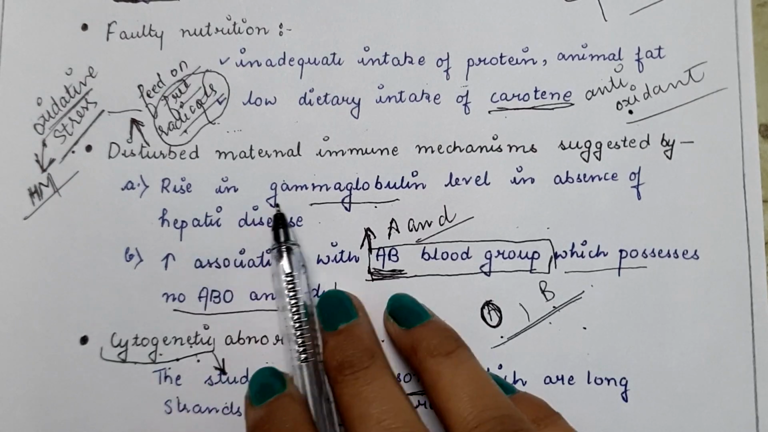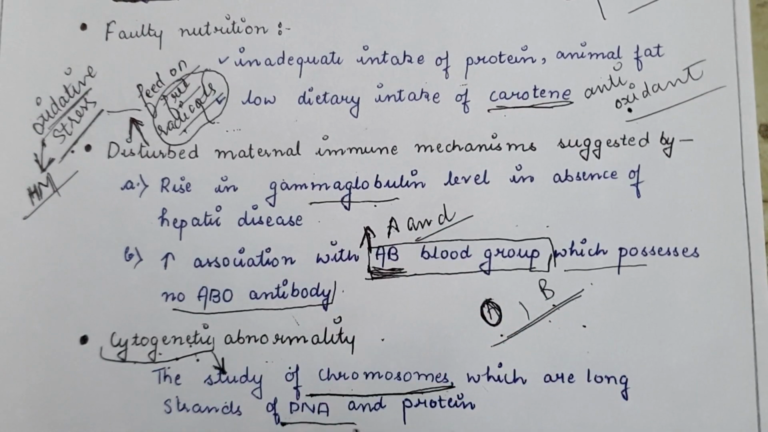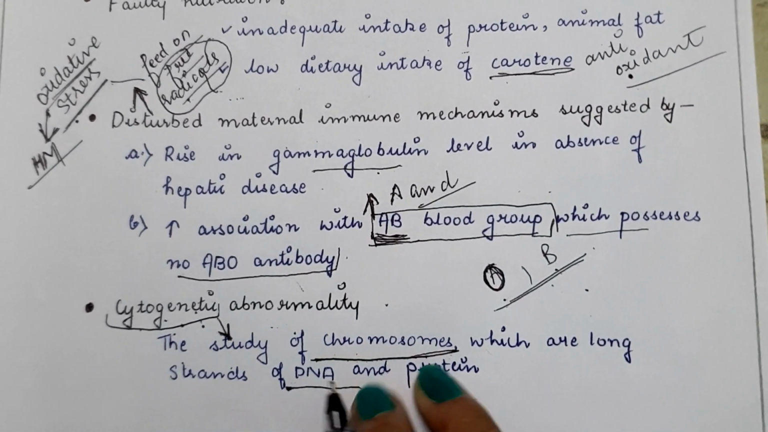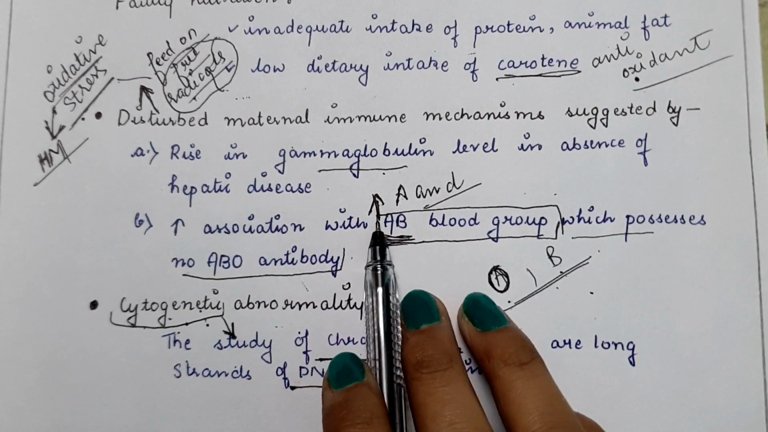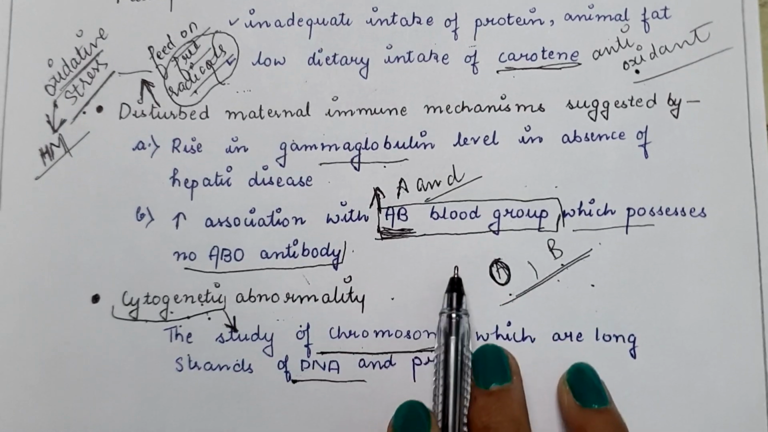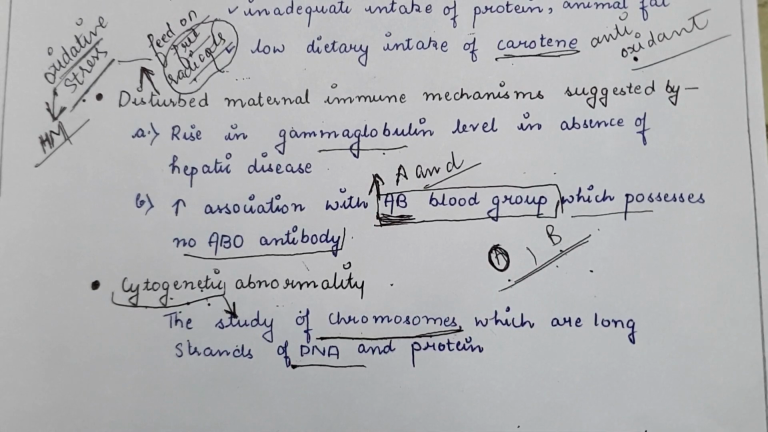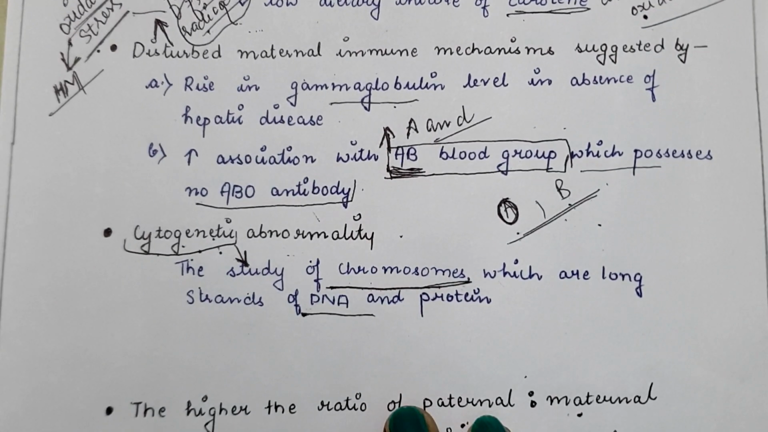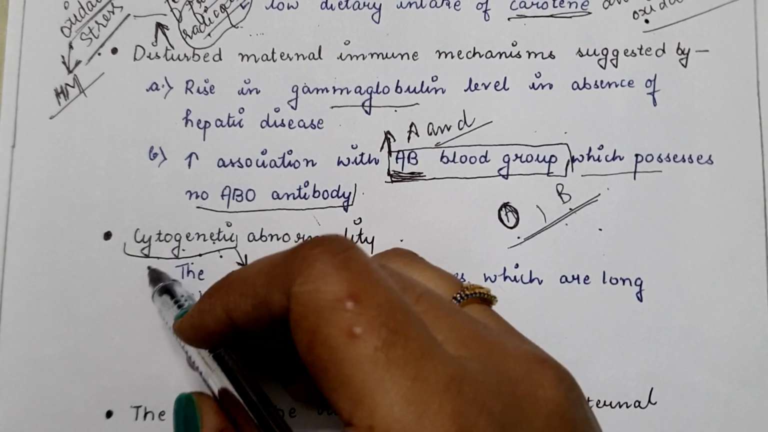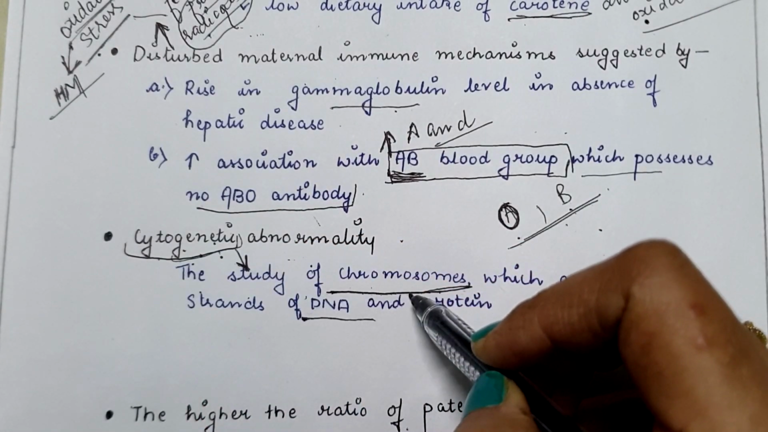If there is a rise in gamma globulin level in the absence of hepatic disease, that might cause the hydatidiform mole. Next, the risk of hydatidiform mole is more among the A and AB blood groups, while less among the O and B blood groups. Next is cytogenetic abnormality. What is cytogenetic? That is the study of chromosomes.